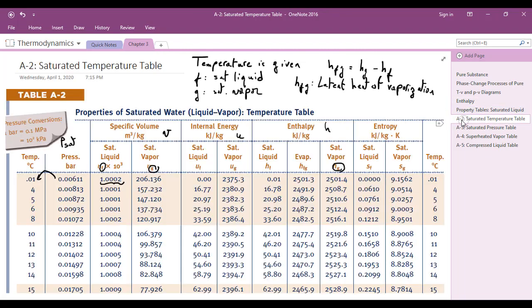So if we go back to the tables, the last columns are given for the property s, and this is called the entropy. We will discuss entropy later on, so now let's just leave it and focus on the other properties.